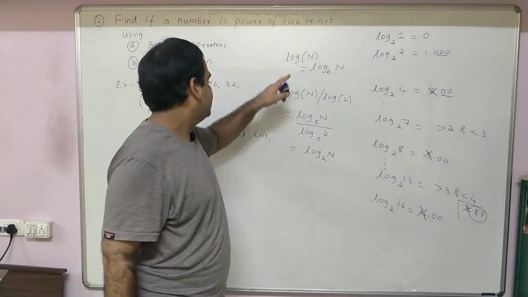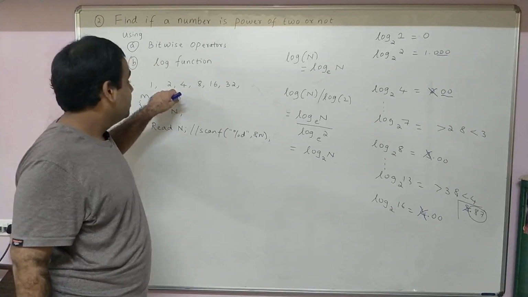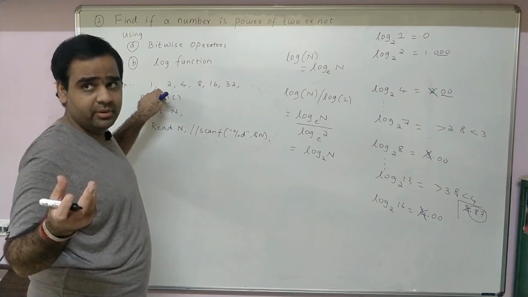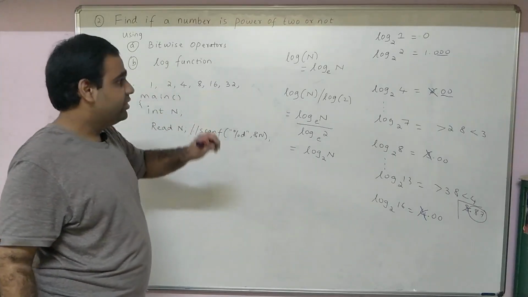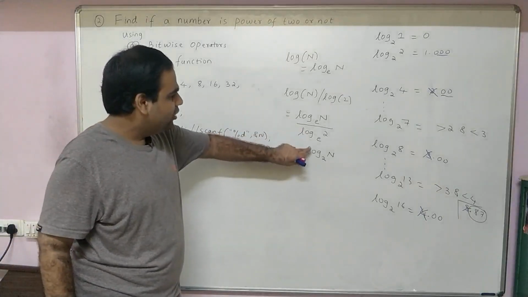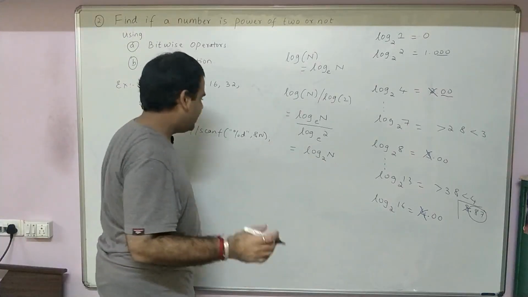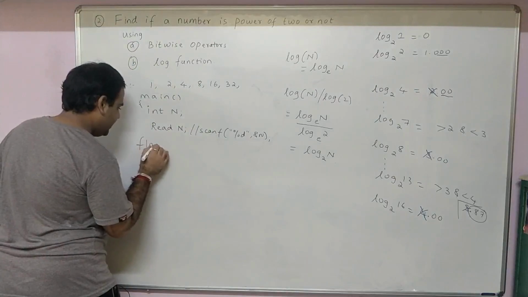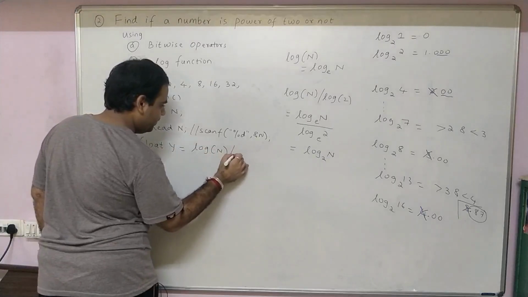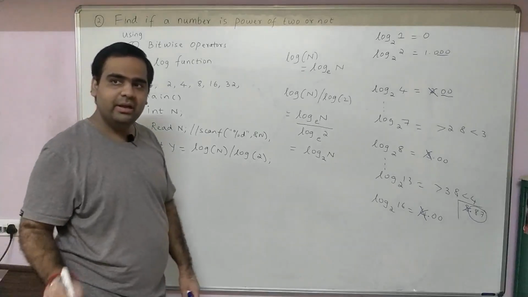Now this log function is defined in math.h. I already discussed it in mathematical functions. I will give the link to the mathematical functions in the description section, please refer to that, and you can say #include math.h over here. Now after you read the value of n, I need log n to the base 2. This will give a floating point answer. Hence let me write float y is equal to log n divided by log 2.